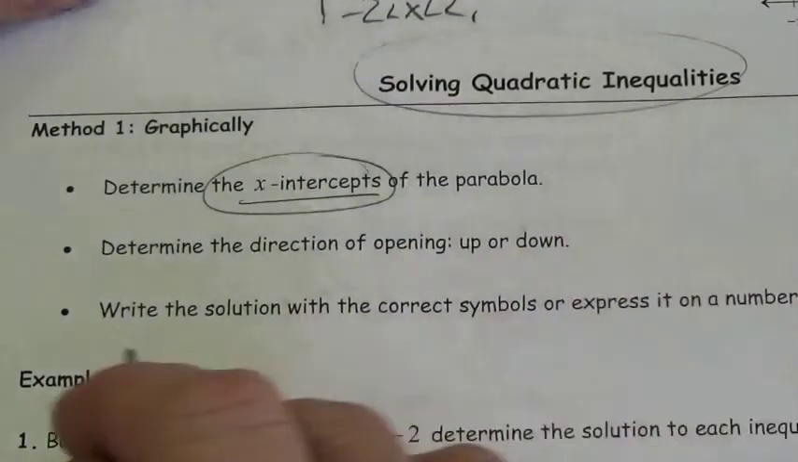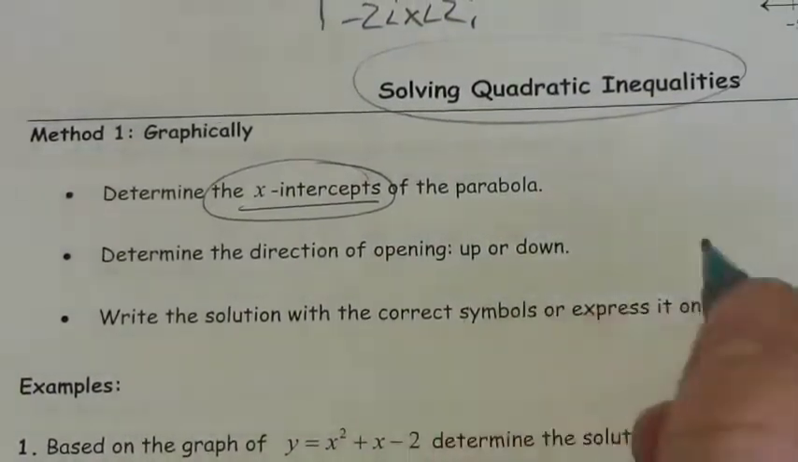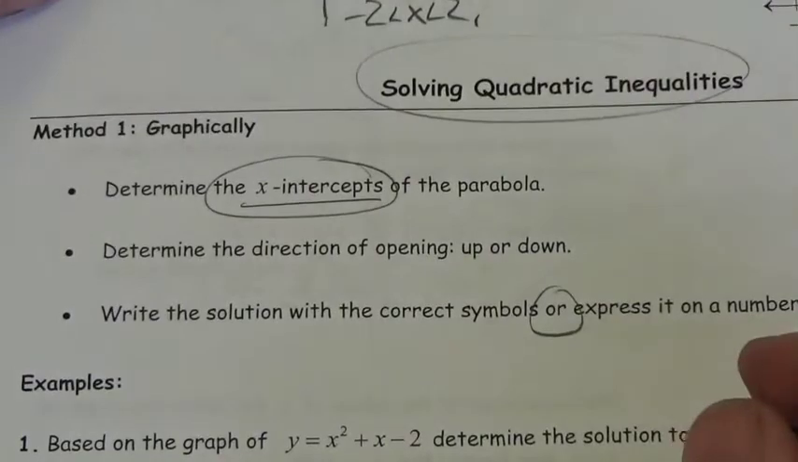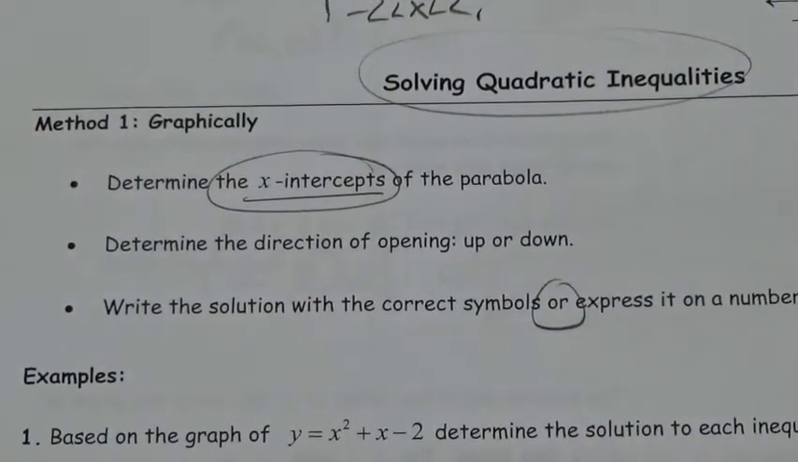Then you're going to write down the solution with the correct symbols and express it on the number line, or express it on the number line. We might ask you to do it one way or the other. Okay? So yeah, let's just get in and do a couple examples here, and hopefully this will start to make a bunch of sense.